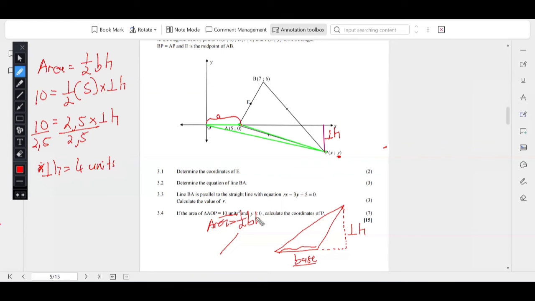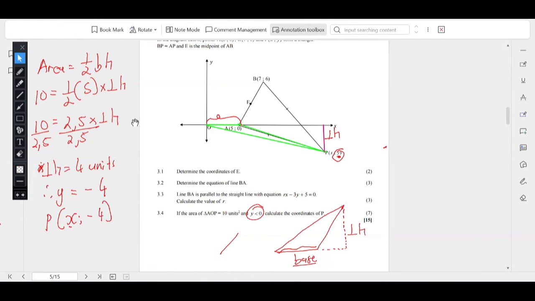But now pay attention to this. They said that your y must be less than 0. So your y must be negative. We understand that our perpendicular height is a length of 4 units. But in terms of the y value, we must conclude that therefore our y value is equal to negative 4. So that means the coordinates of P are actually x, negative 4. We still have a challenge of finding x here.